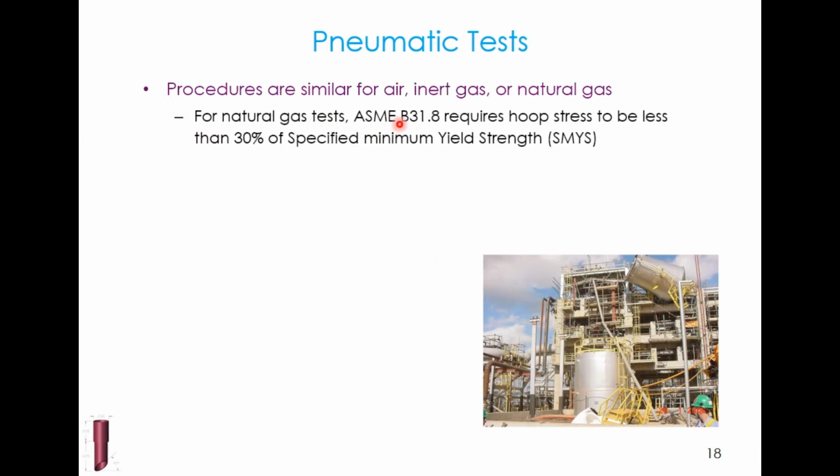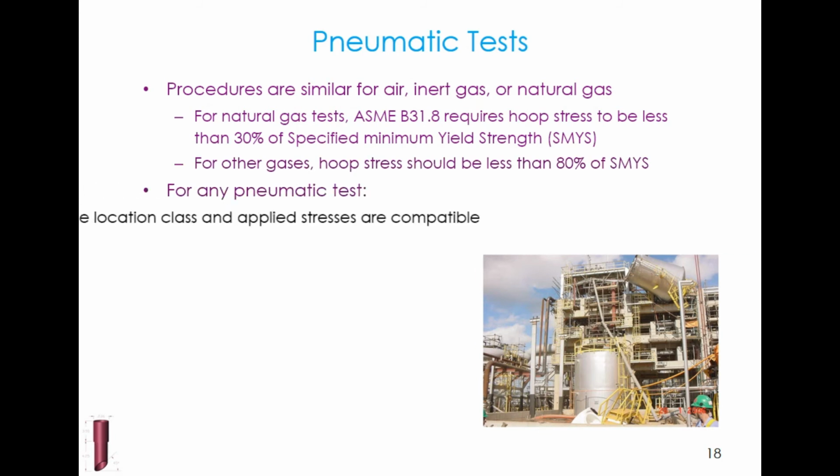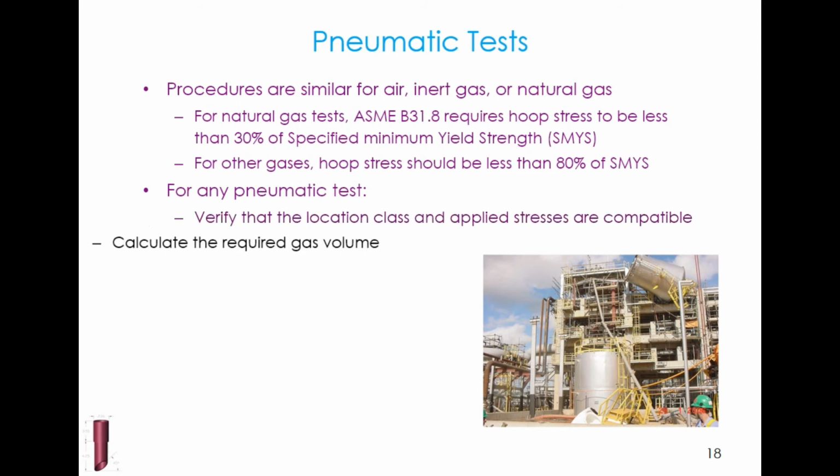So I can do a test with air, inert gas, or natural gas. For natural gas tests, ASME B31.8 requires hoop stress to be less than 30% of specified minimum yield strength, or SMYS. For other gases, hoop stress should be less than 80% of SMYS. For any pneumatic test, you want to verify that the location class and the applied stresses are compatible.